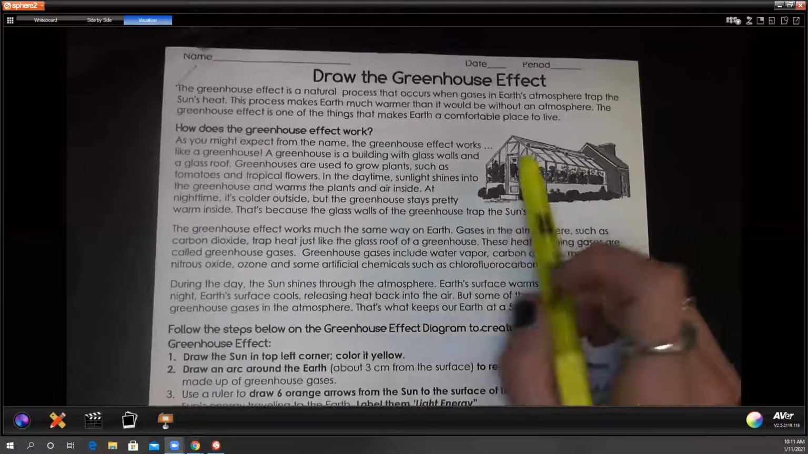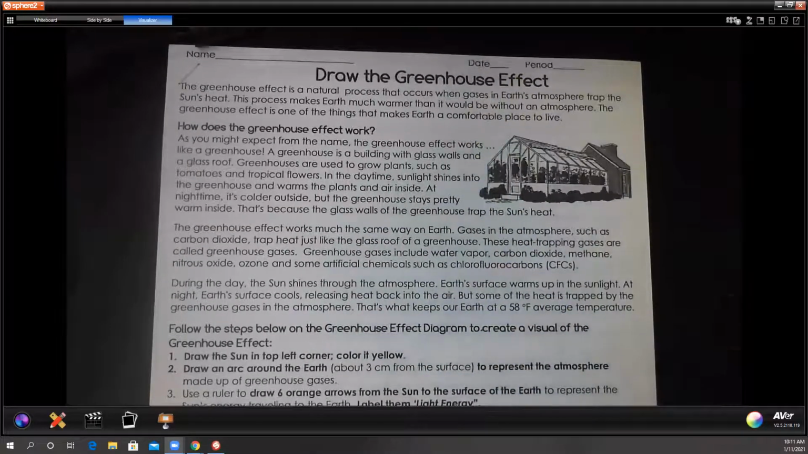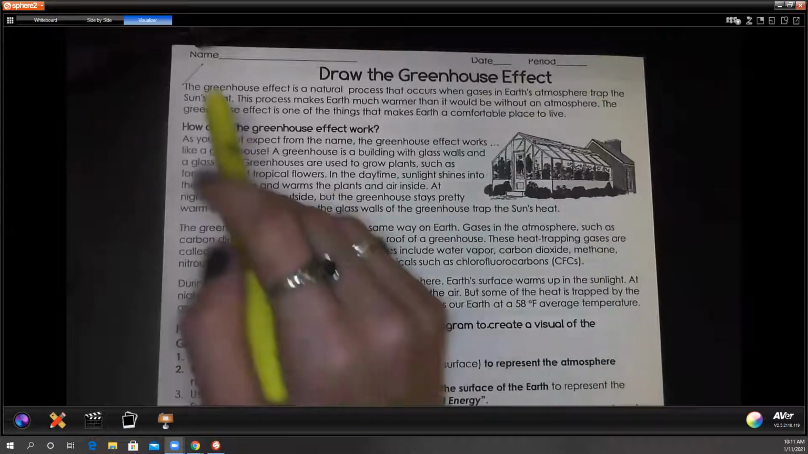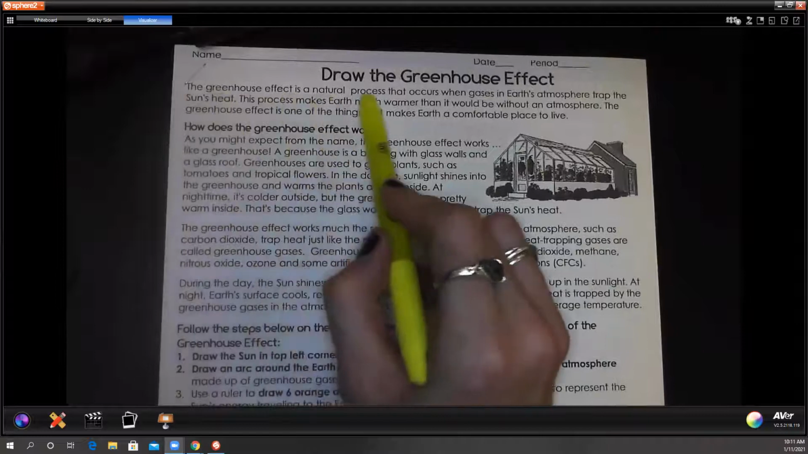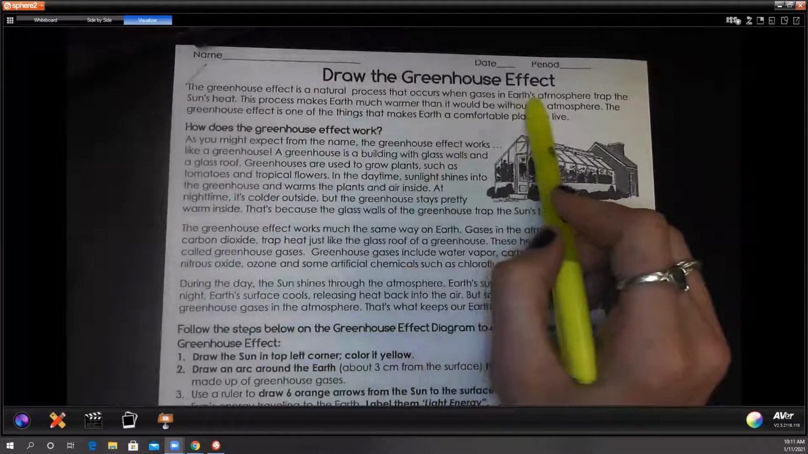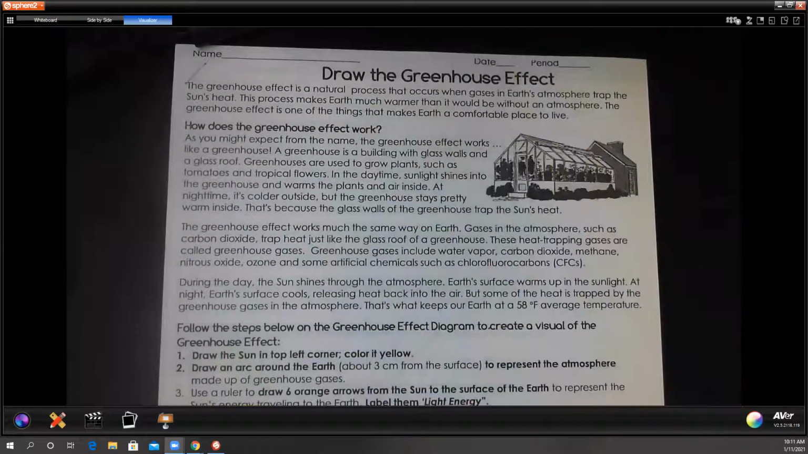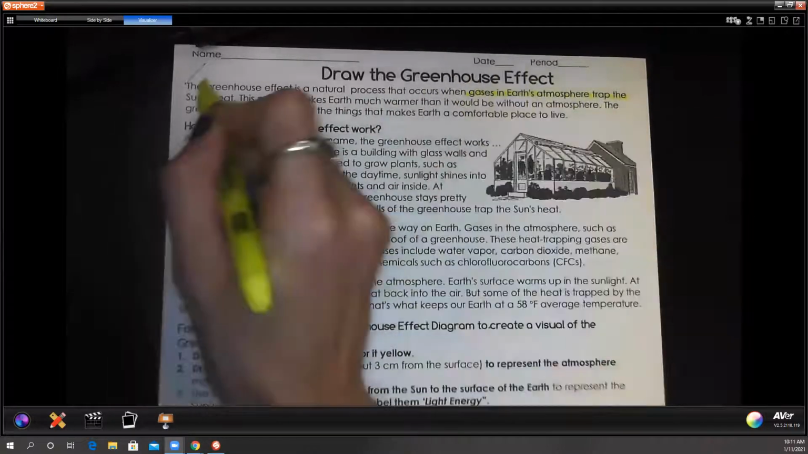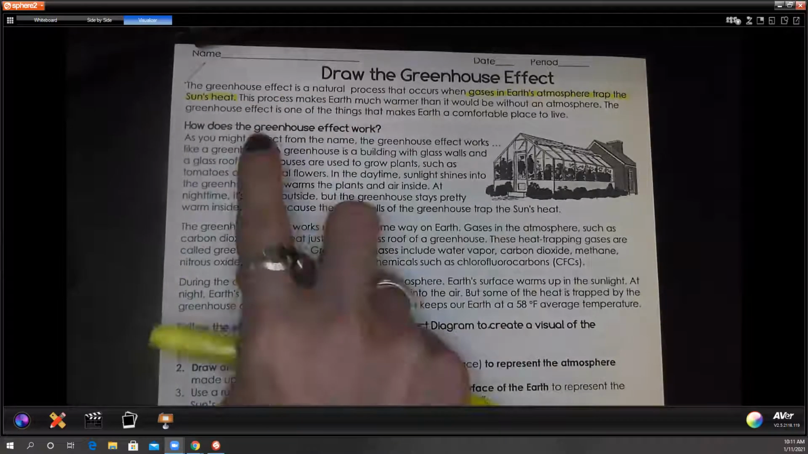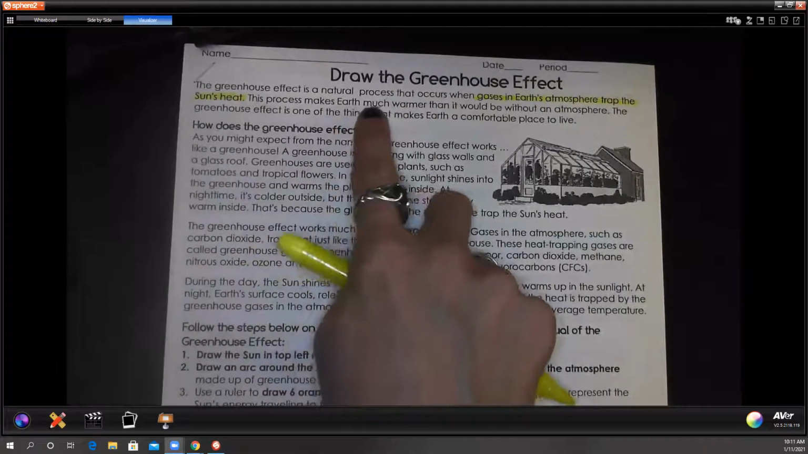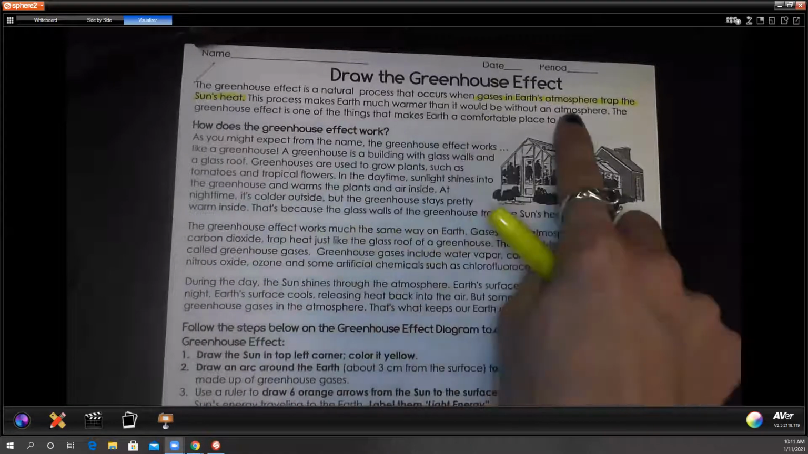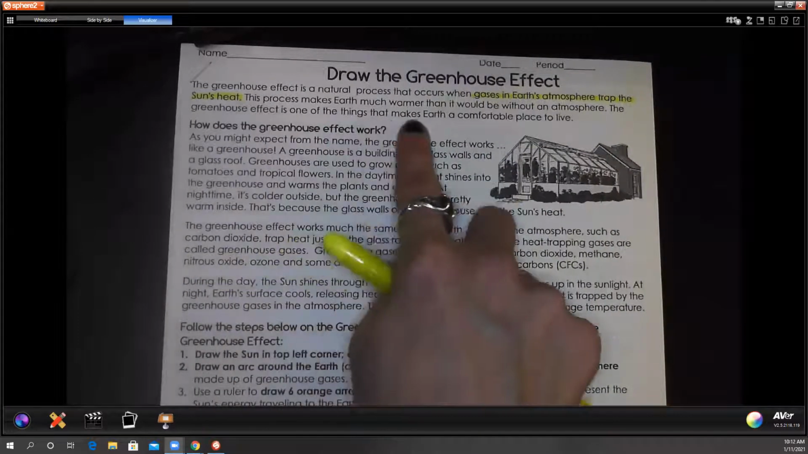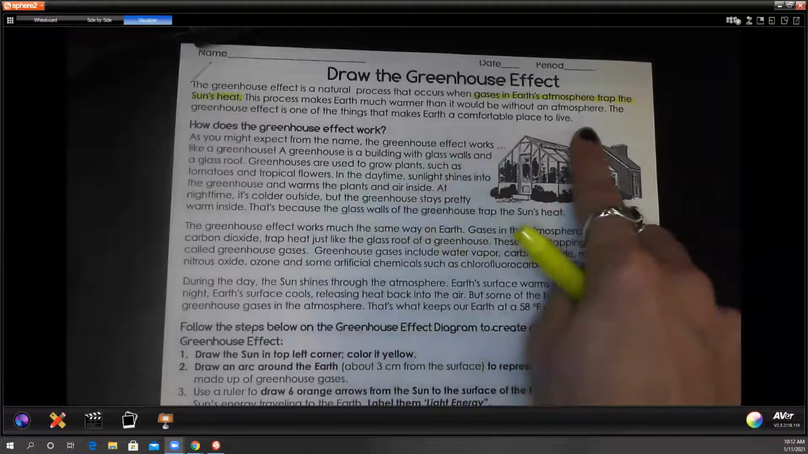Okay, so this is called Draw the Greenhouse Effect. It's in Schoology under today's date, which is the 11th. The greenhouse effect is a natural process that occurs when gases in the Earth's atmosphere trap the sun's heat. So gases in the Earth's atmosphere trap the sun's heat. This process makes Earth much warmer than it would be without an atmosphere. The greenhouse effect is one of the things that makes Earth a comfortable place to live.